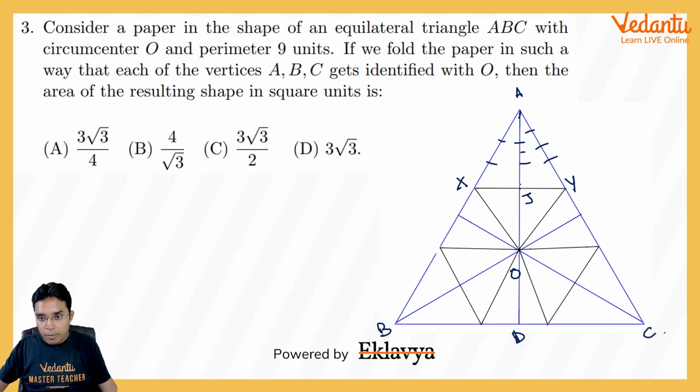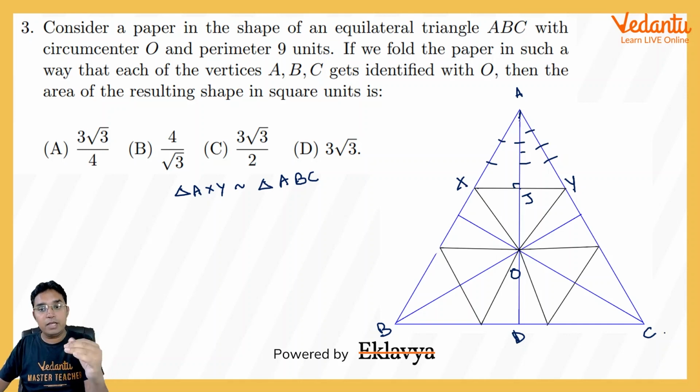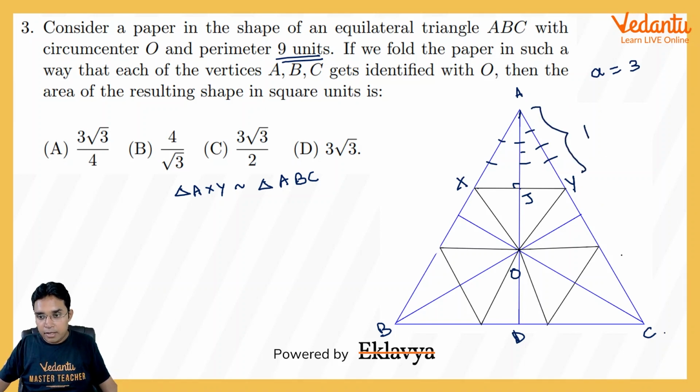One more thing: because this is the perpendicular bisector of AO, this XY will be parallel to BC. So triangle AXY will be similar to triangle ABC, and the ratio of similarity will be 1:3, because AJ is 1/3 of AD. As I told you, the perimeter is 9, so the side length of the equilateral triangle is 3. So this AY will be 1, this will also be 1, and this will also be 1 here.